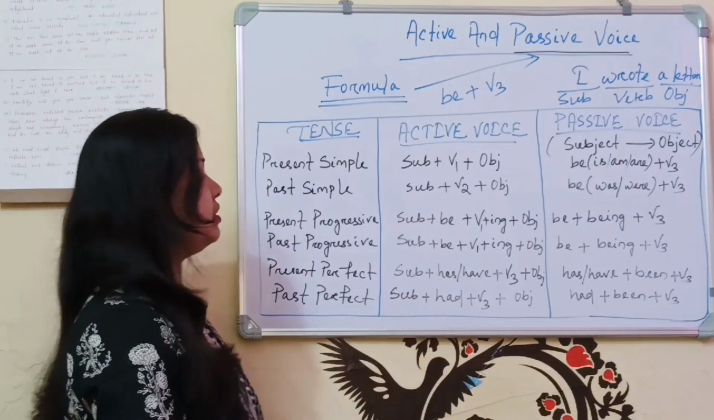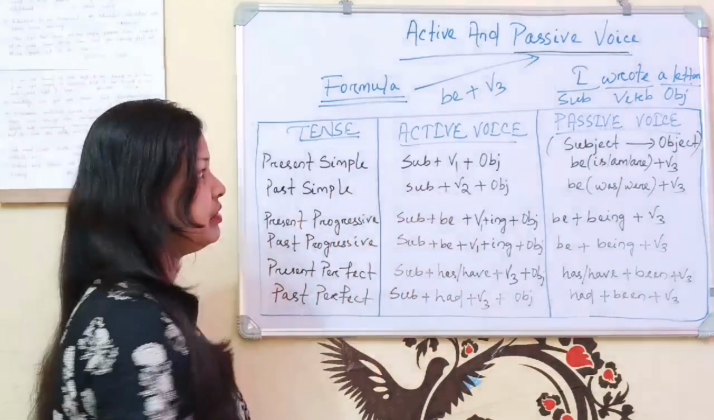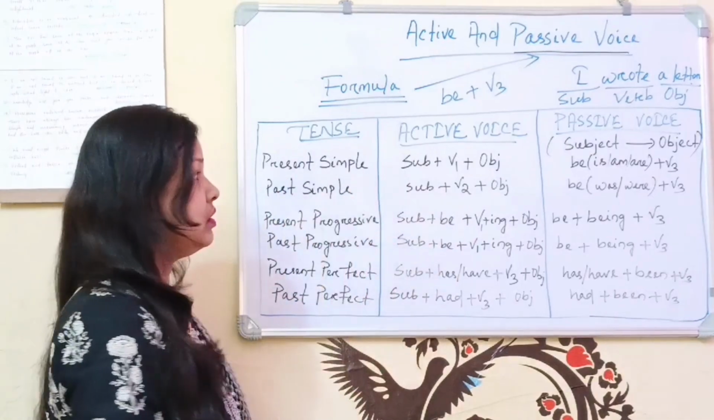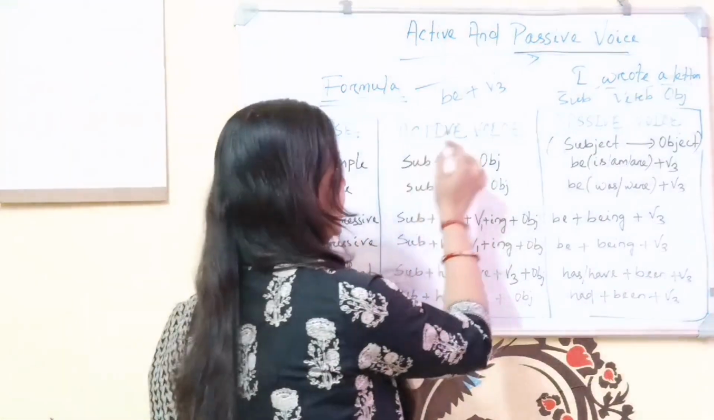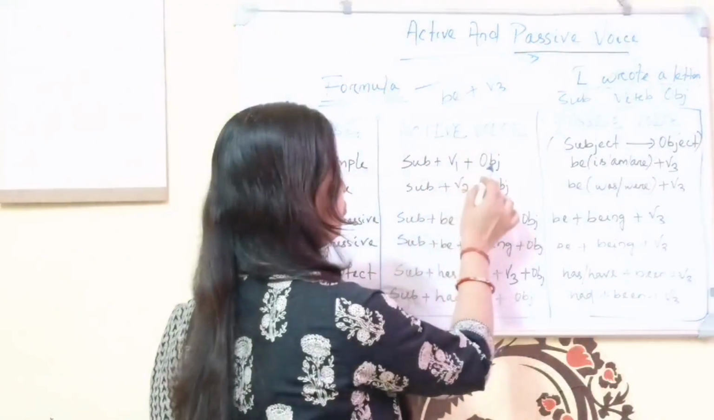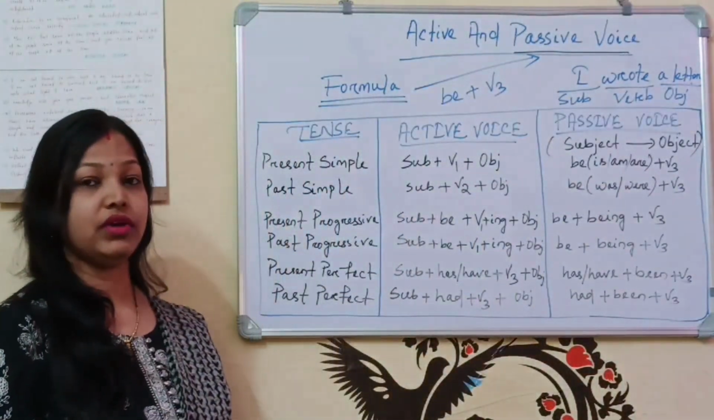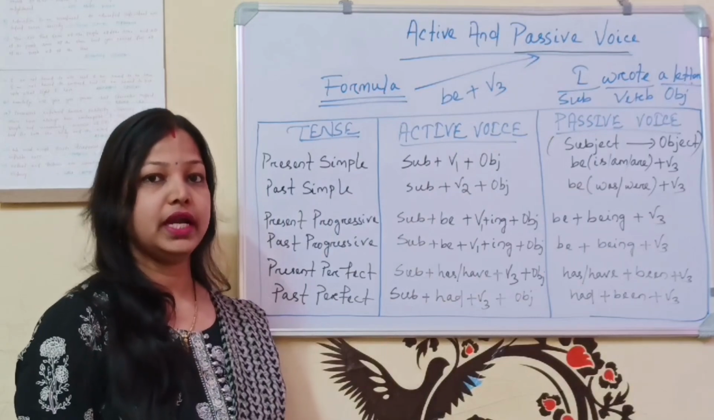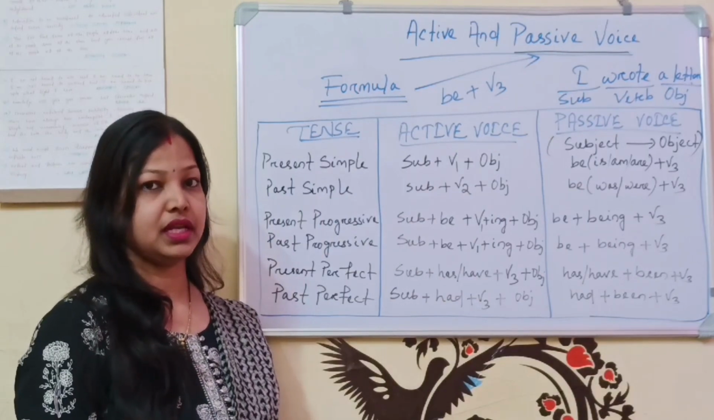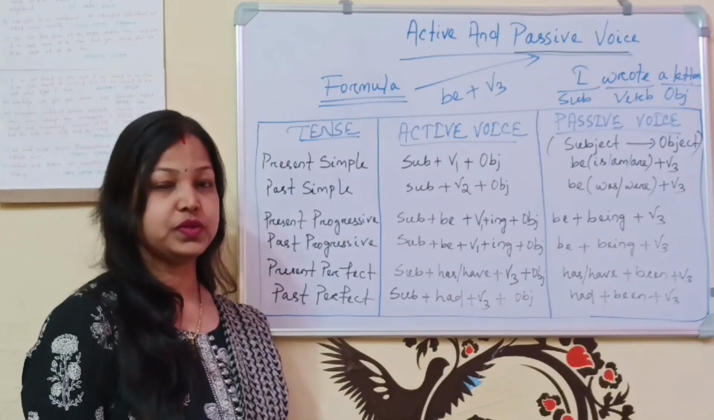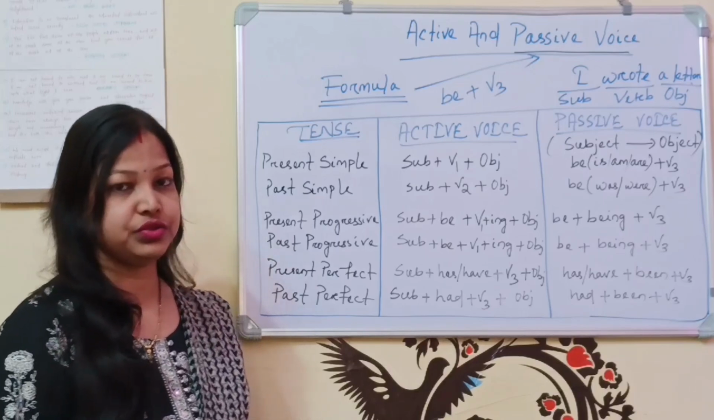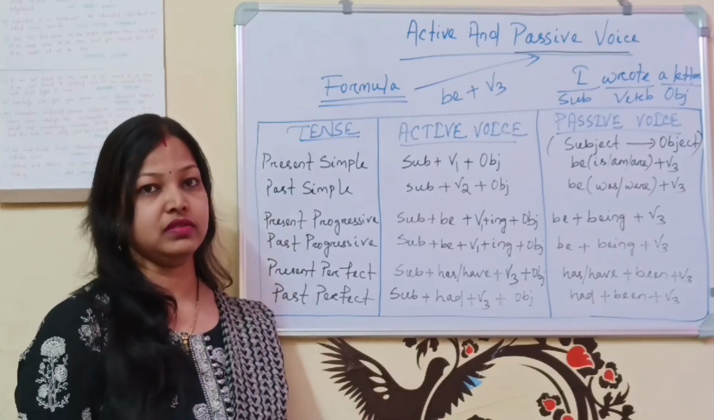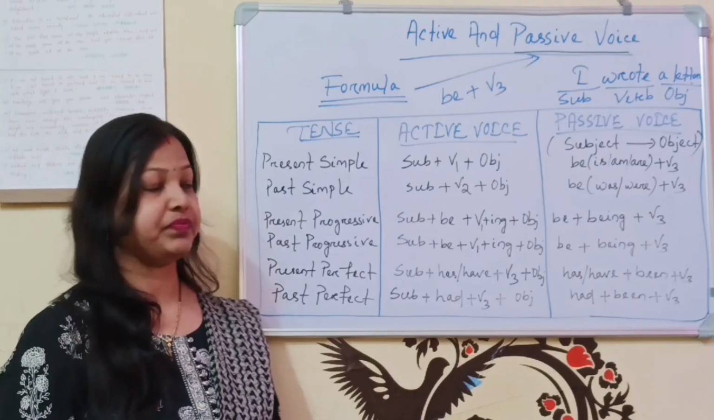Okay. So see here, first some formulas I have given in this table. You can see first present simple. In present simple, active voice is subject plus verb 1 plus object. Why is it verb 1? Because in simple present we generally use verb 1, adding s or es to it, like I go, he goes. I had already told you this. If you have not visited my channel about tense, you can see that in my playlist.